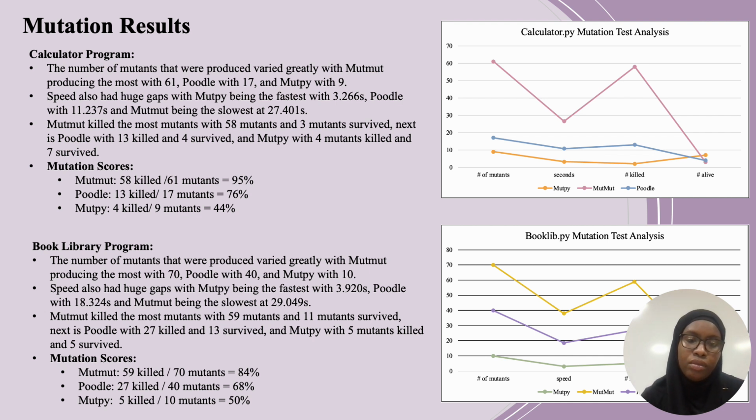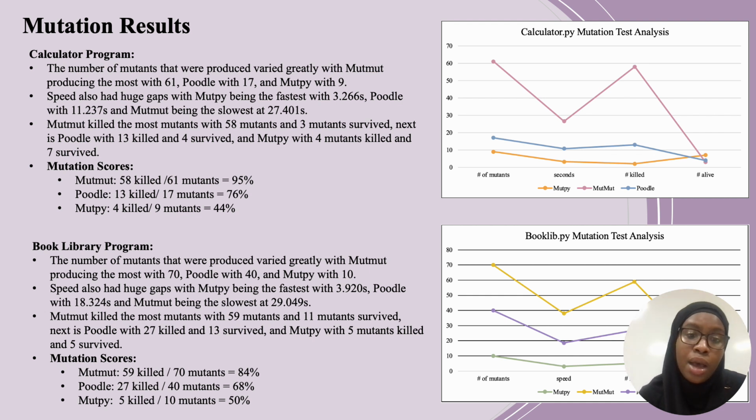For the book library program, the number of mutants that were produced varied greatly, with MutMut producing the most at 70, Poodle with 40, and MutPy with 10 mutations. So even though the lines of code varied between each program, MutPy stayed mostly stagnant. Speed also had huge gaps, with MutPy being the fastest once again at 3.9 seconds, Poodle with 18.3 seconds, and MutMut being the slowest once again at 29.049 seconds.